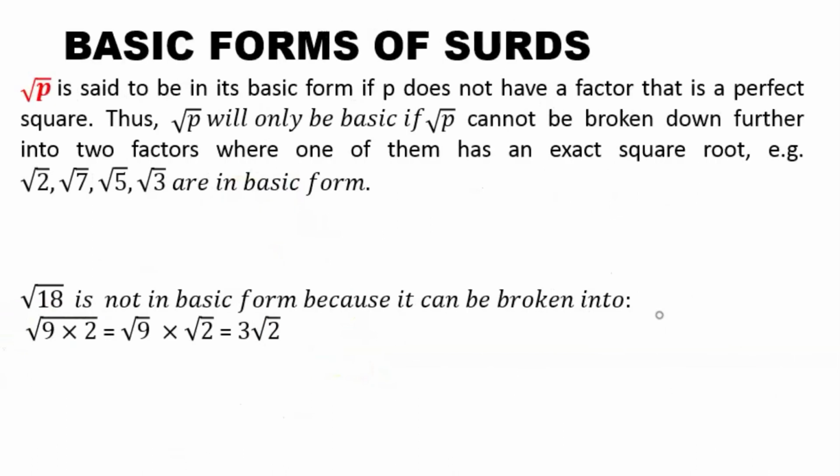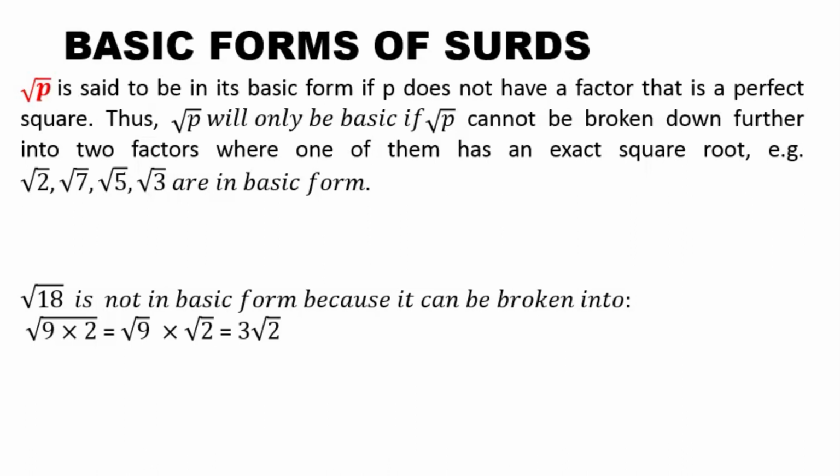All right. Also, I want us to understand what we call the basic forms of surds. So we said that root p is said to be in its basic form if p does not have a factor that is a perfect square. Thus, root p will only be basic if root p cannot be broken down further into 2 factors where one of them has an exact square root. For example, root 2, root 7, root 5, root 3 are in basic form.